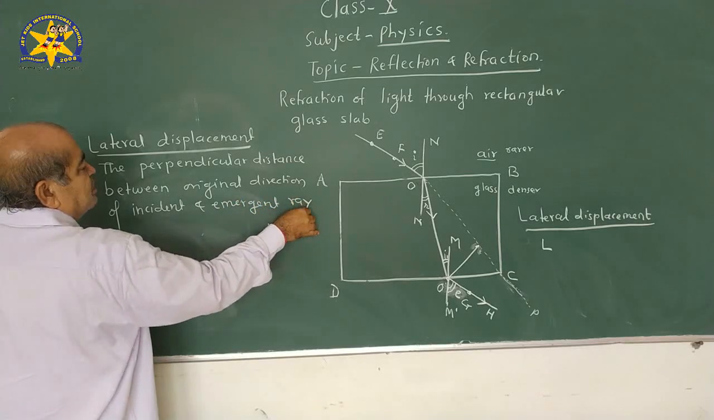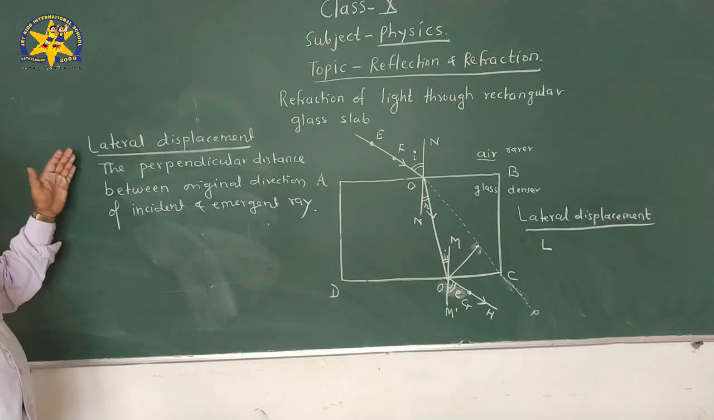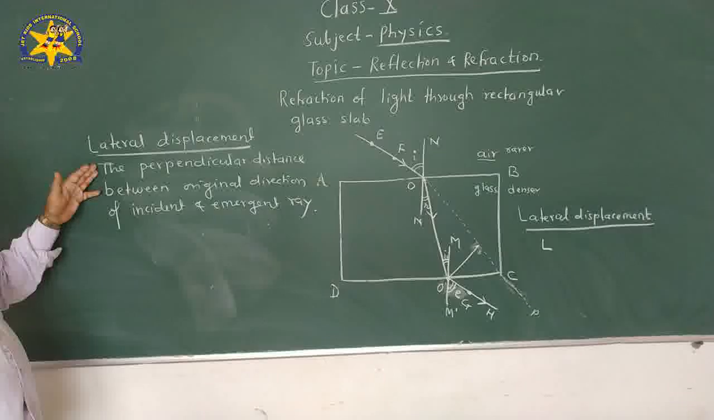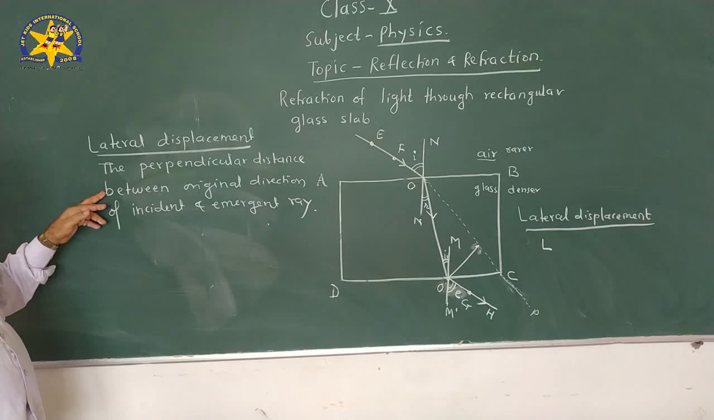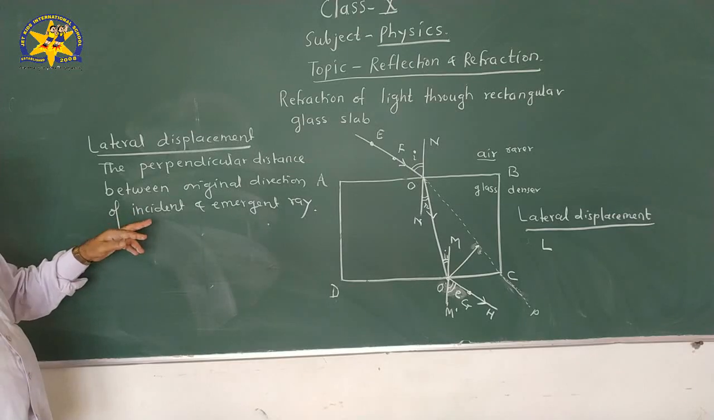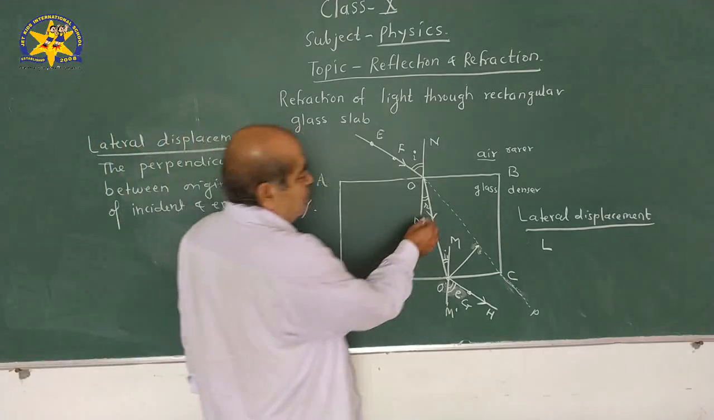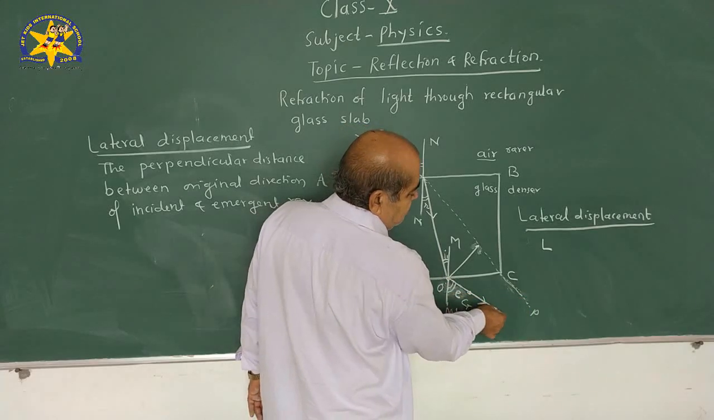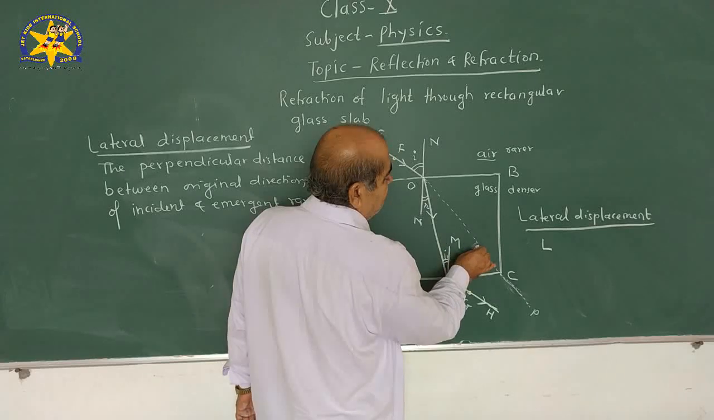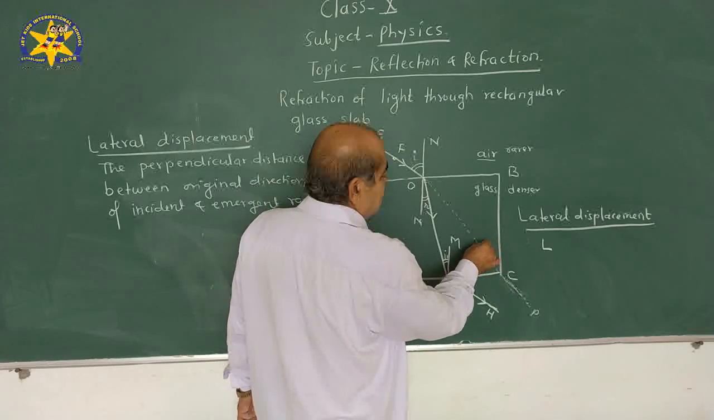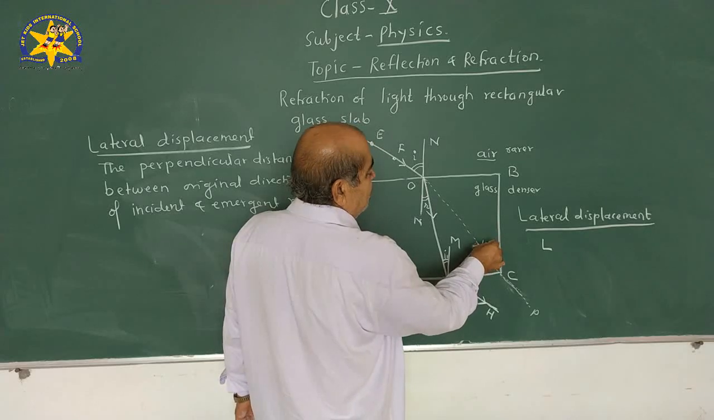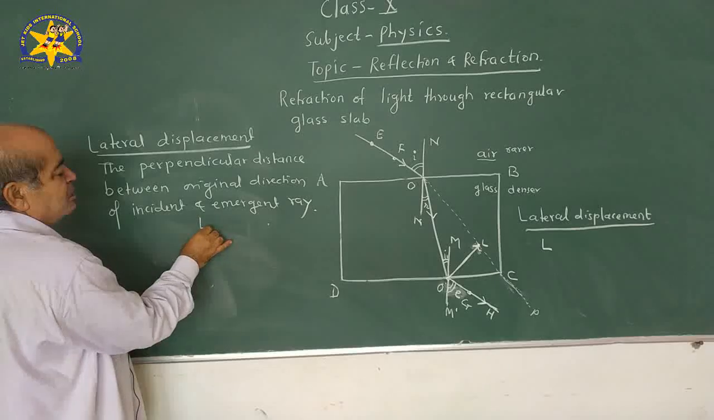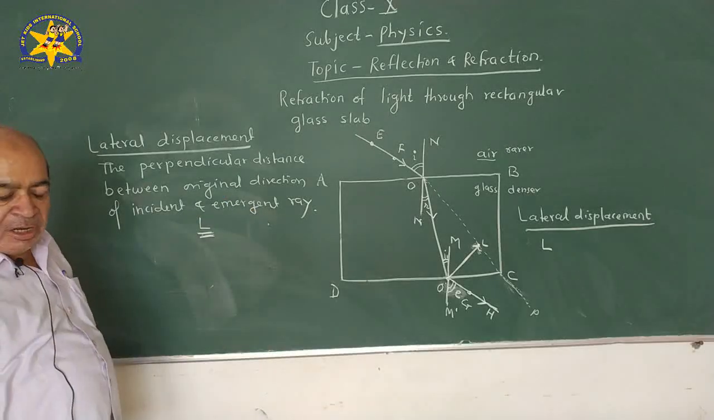This definition is not given in your book, so remember what lateral displacement is: the perpendicular distance between the original direction of the incident ray and the emergent ray. So this is the original direction of the incident ray and this is the emergent ray, and when a perpendicular is drawn, this distance is called the lateral displacement. Lateral displacement is denoted by the letter L.